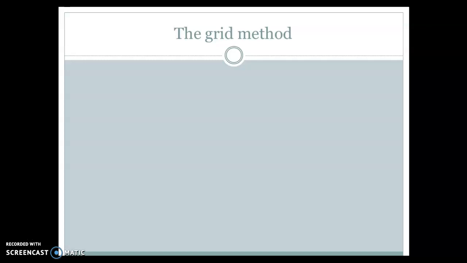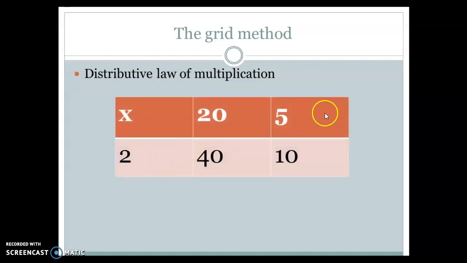We're going to introduce something called the grid method, which shows you something called the distributive law of multiplication, which sounds hard, but it's quite easy really. It involves setting up a grid like this. So this says 25, 20 plus 5, times 2. And then we do 2 times 20, 40, 2 times 5, 10, and then we add our new numbers together. So 25 times 2 is just 20 times 2 plus 5 times 2, 40 plus 10, 50.